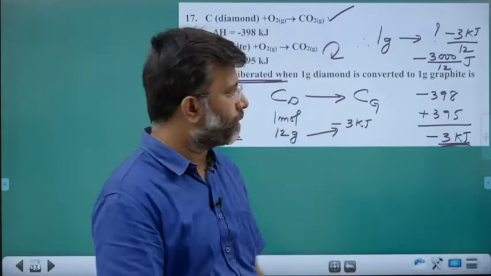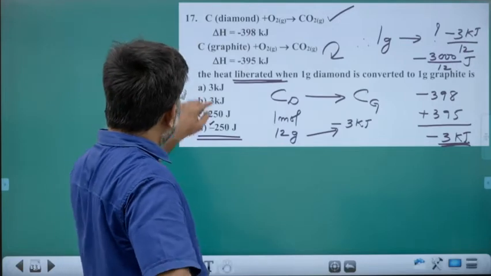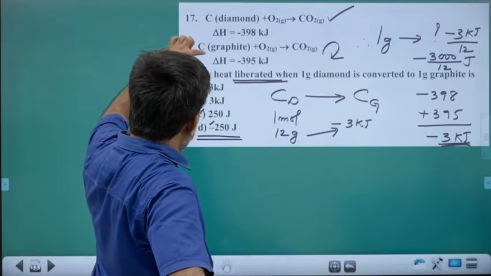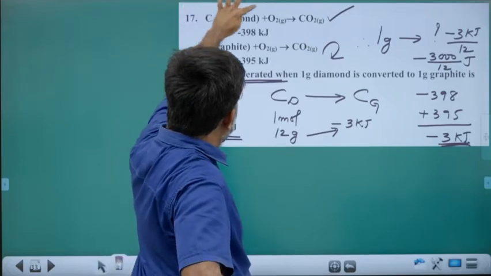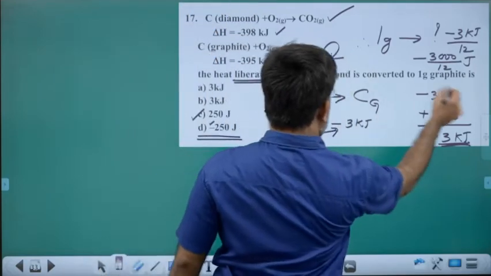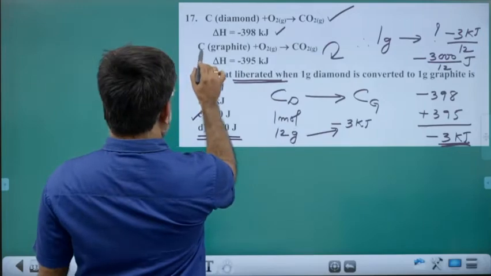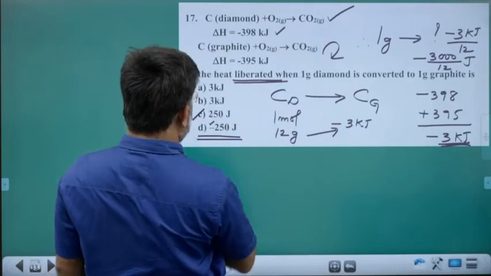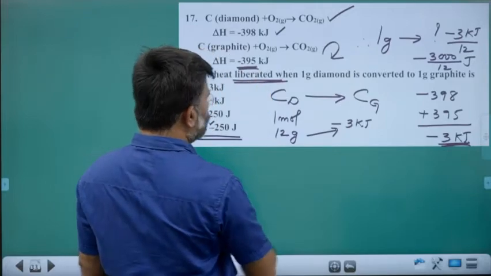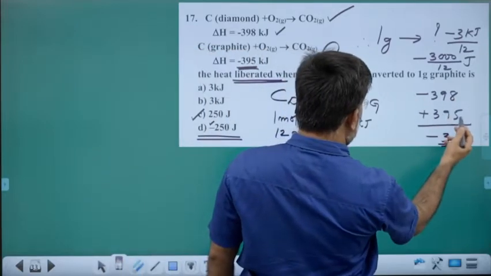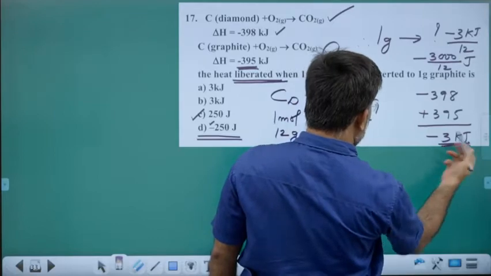Hope you understand. Once again, C diamond converted to C graphite, that you find out first. So you take the first equation as such. Now you reverse the second equation so that graphite comes on the right hand side. Now add. Reversing means this data will become positive. So it is minus 398 plus 395. Add the two, you get minus 3 kilojoule.